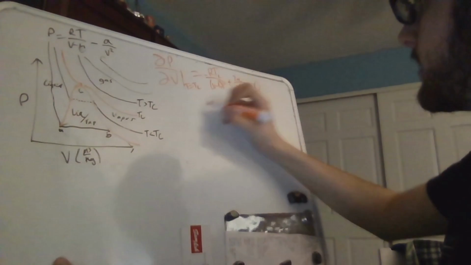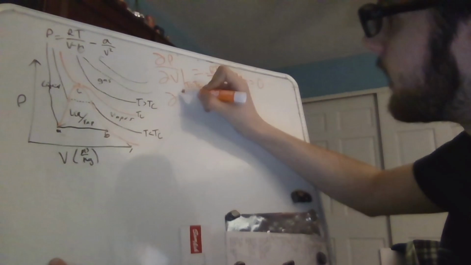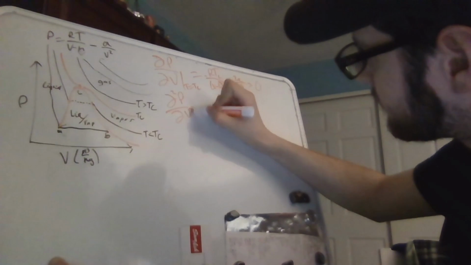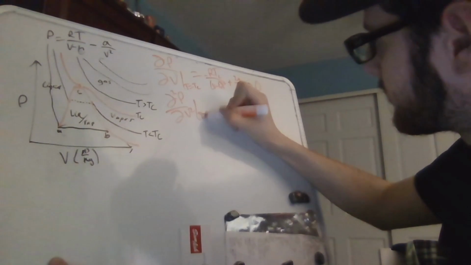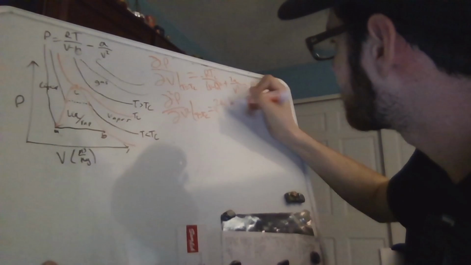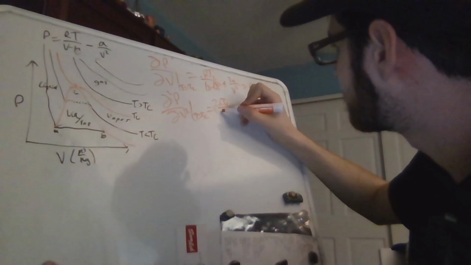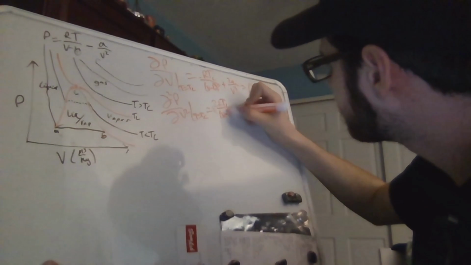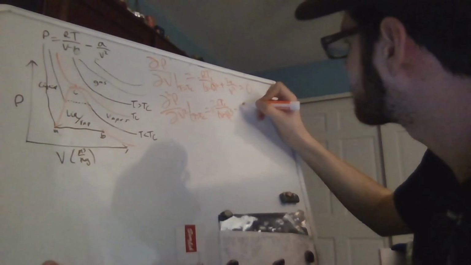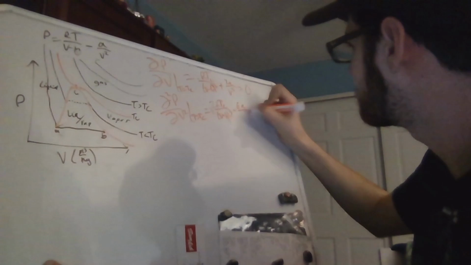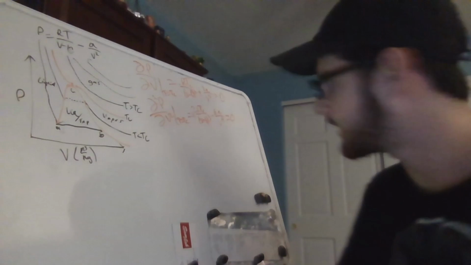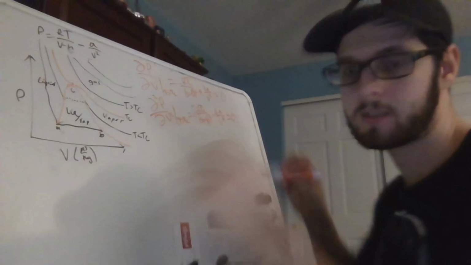So when you take the second derivative, the partial derivative of pressure with respect to the specific volume at the critical temperature, which is, let's see if I do my math right, 2R times the critical temperature over (V minus the excluded volume) cubed minus 6A over V to the fourth, that is also equal to 0. And I'm now going to show you how to derive A and B from this.